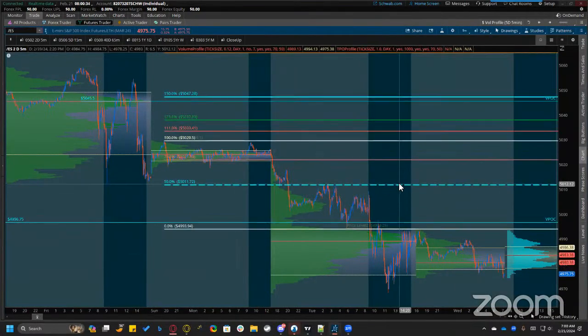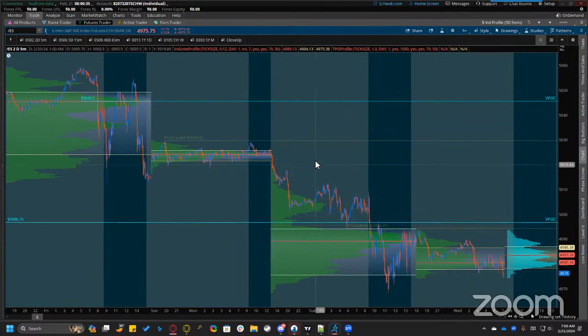So that point of control is not expected to change anytime soon unless we build up a lot of volume somewhere else. We won't see it shift. We don't have a new VPOC from yesterday because we've already crossed through that zone multiple times, but it is worth pointing out that price has respected yesterday's point of control already this morning more than once.